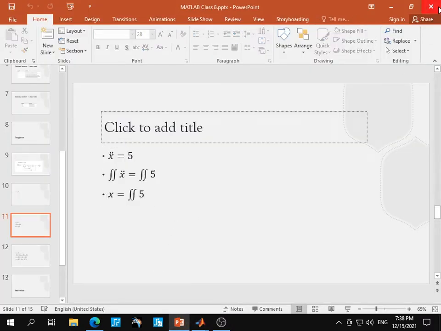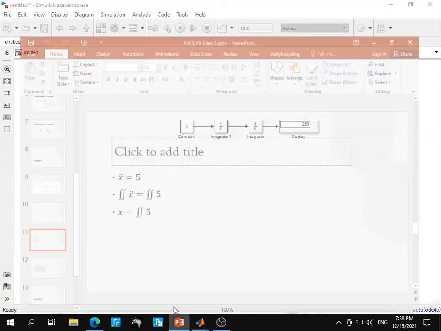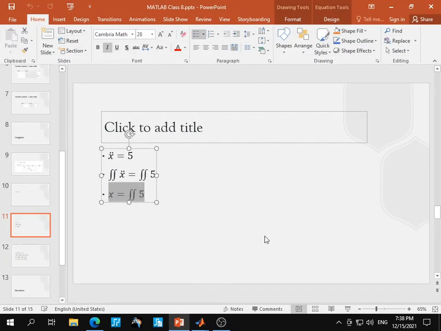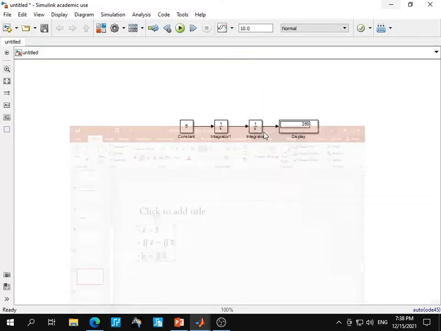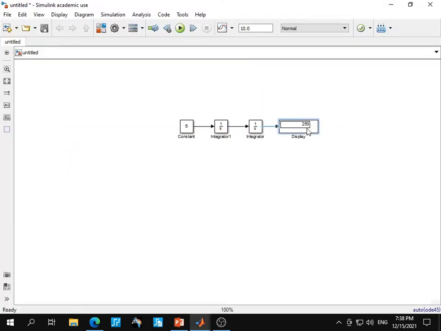So now this is the model for this integral and another integral, which now equals your output x.